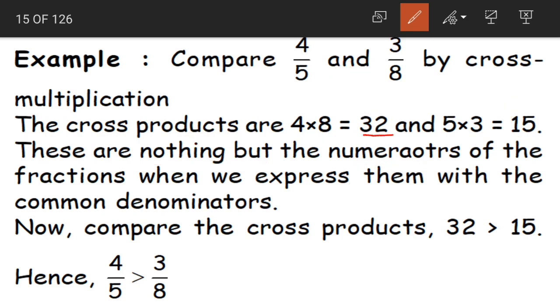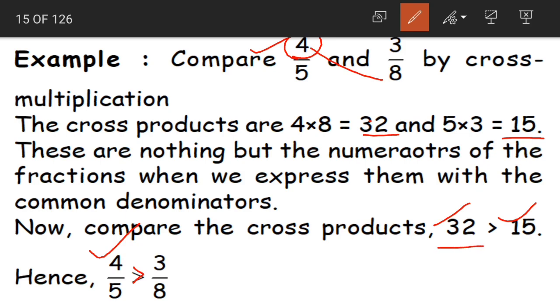Now we need to compare these two, 32 and 15. If we compare, which is the greater one? 32 is greater than 15. Yes, children. Now 32 was 4 into 8. It had the numerator 4 of the first fraction, 4 by 5. So 4 by 5 will be greater than our 3 by 8.